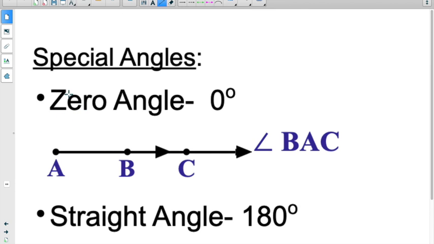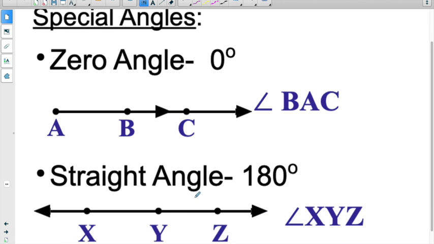We have a couple special angles because it does measure the openness. If the rays are both going in the same direction, here we have angle BAC. That means actually that A is the vertex. That's a 0 degree angle. We also have a straight angle. Looks like two opposite rays. Here we have angle XYZ. These are kind of special. They look very similar, but they're not the same.